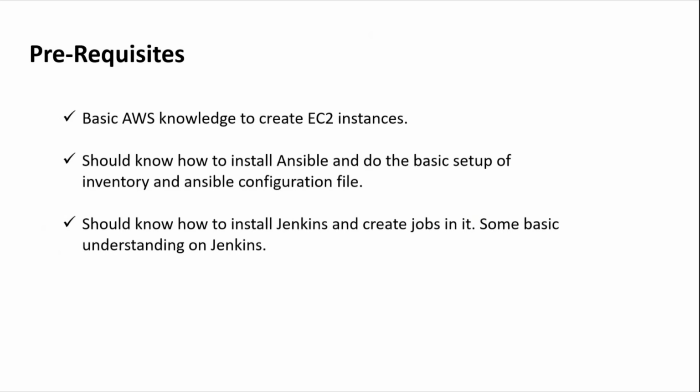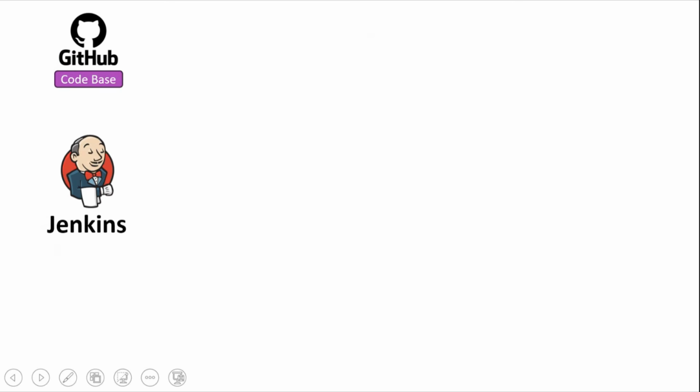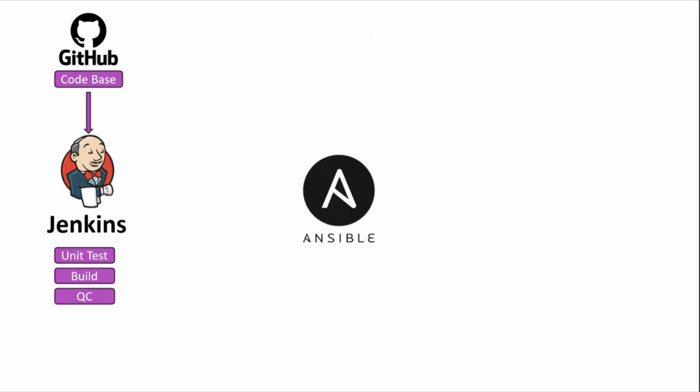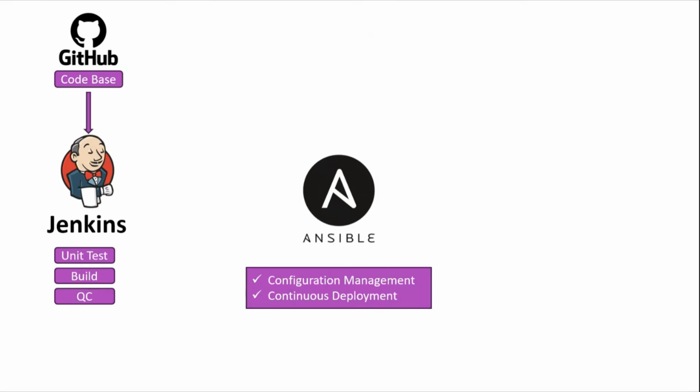Let's understand the setup now. We are going to use Jenkins to build the project. From there, we are going to get the code from the GitHub code base, from the remote repository. Jenkins is going to do the unit testing, and then it's going to do the build, and any quality checks if you have added. Once the build is over, we are going to use Ansible for configuration management and continuous deployment here.